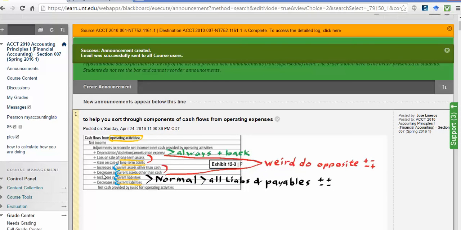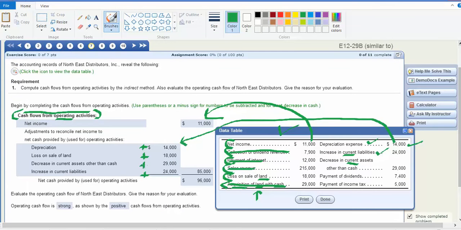We come over here. If it decreases, right? If it decreases, you add it back. Decrease, you add it back. So here you have your add back. When you add all these together, the $11,000 net income, and this happened to be one where everything was an addition, you come up with $96,000. I wanted to just give you an idea of what was happening here.